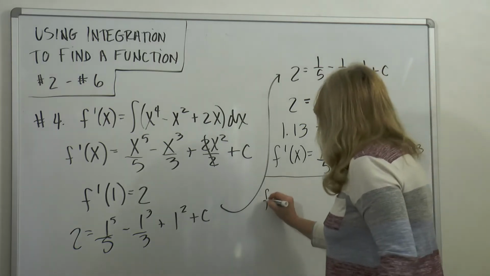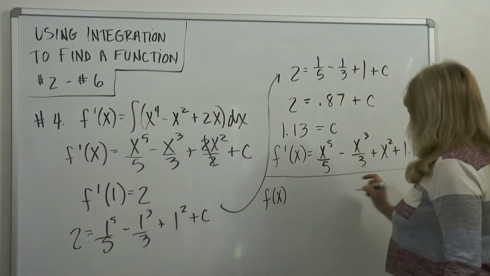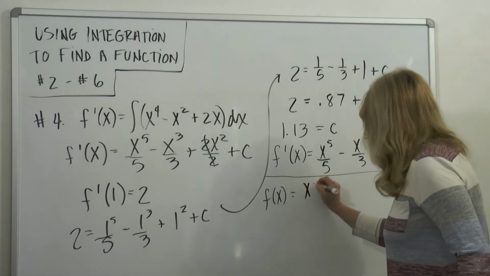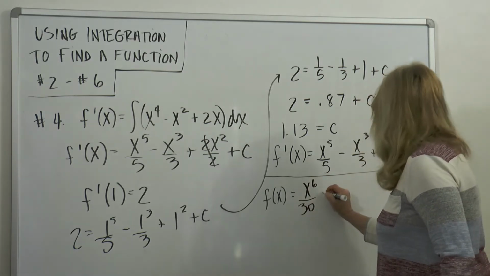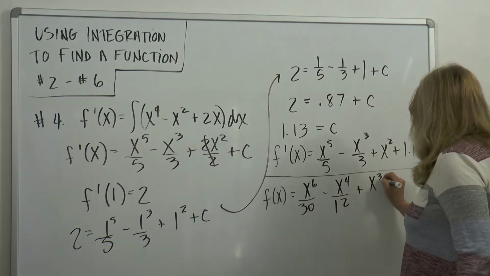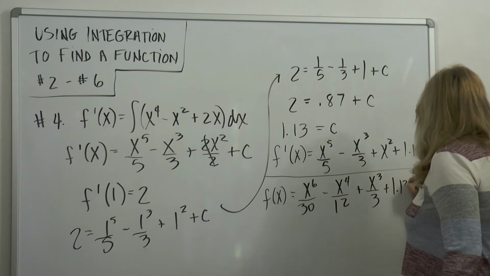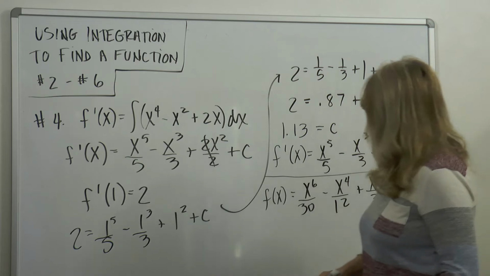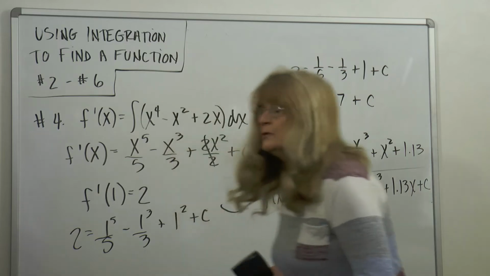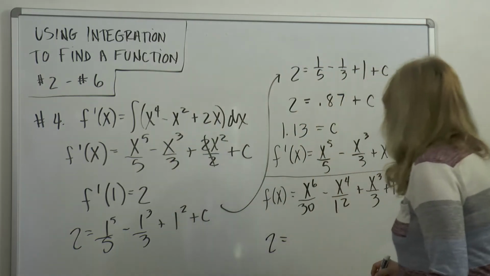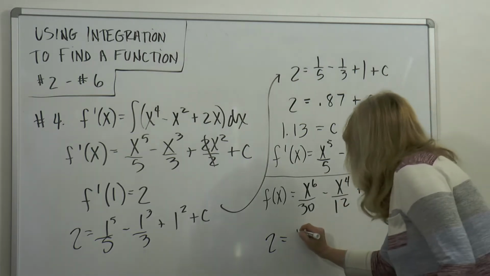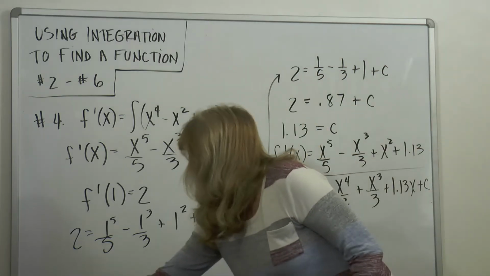Okay, now to get f of x, I'm going to integrate this. So it'll be x to the 6th over 5 times 6 is 30, x to the 4th over 4 times 3 is 12, x to the 3rd over 3 plus 1.13x plus c. Now this one says f of 0 equals 2. So 2 is equal to, when x is equal to 0, well, that term's 0, that term's 0, that term is 0, that term is 0. So c is just equal to 2.